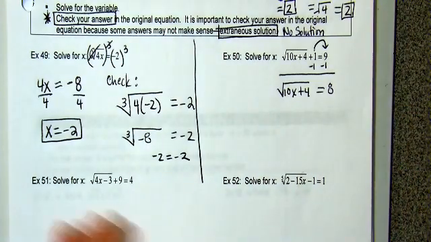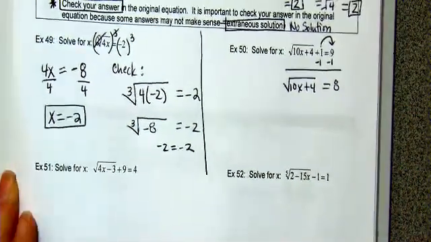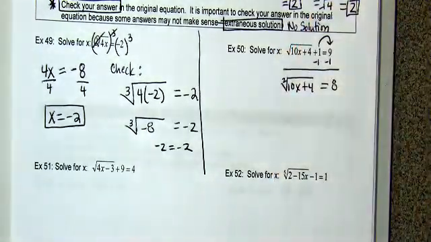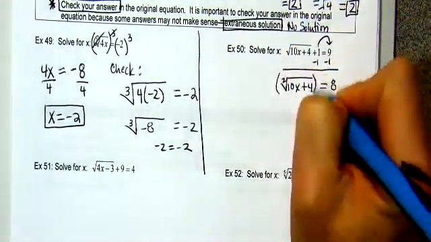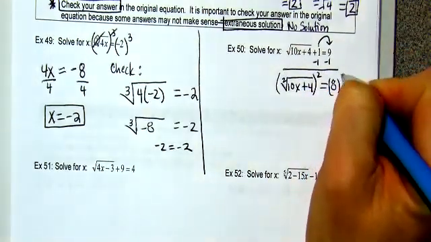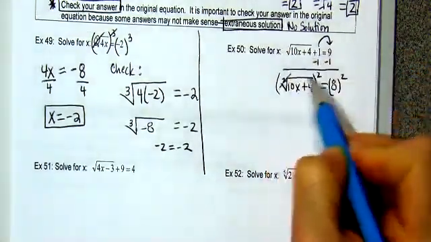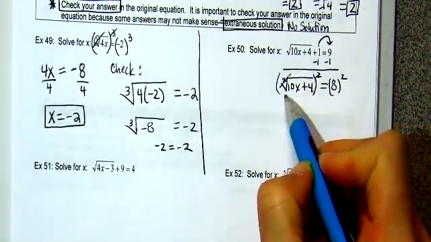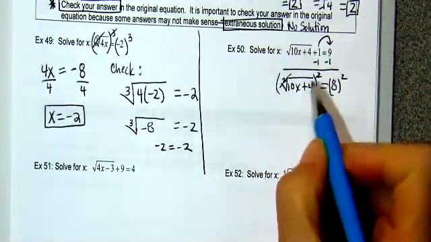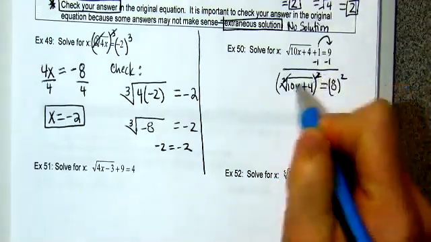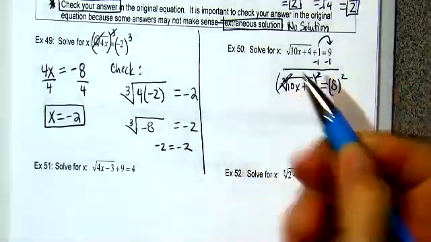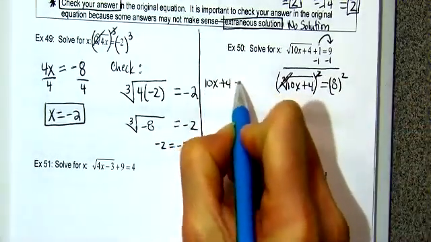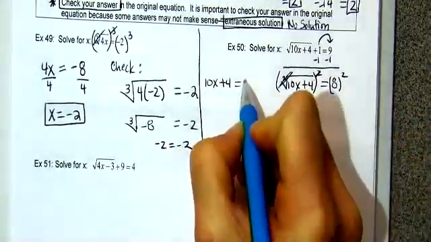And so again, since you don't see an index, there's an implied 2 there. It's a square root. If you need to see it, go ahead and write it. Then you would raise it to the second power to undo the square root. By doing that, you're pulling everything underneath the radical out from underneath it. It cancels out that radical symbol. So I'm going to come over here and write it: 10x plus 4 equals 8 squared, which is 64.